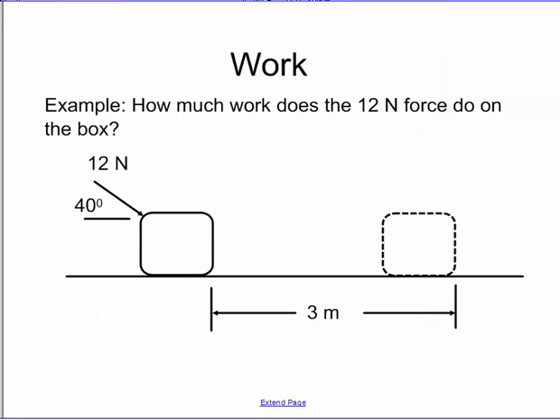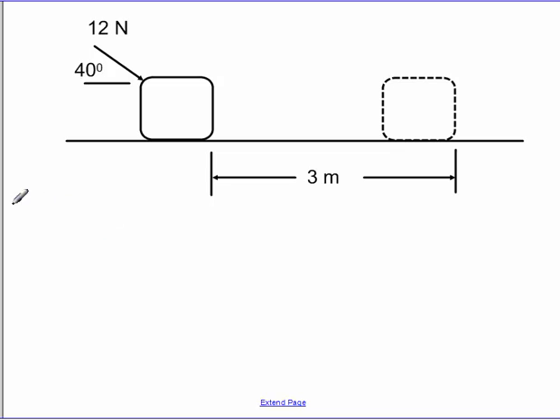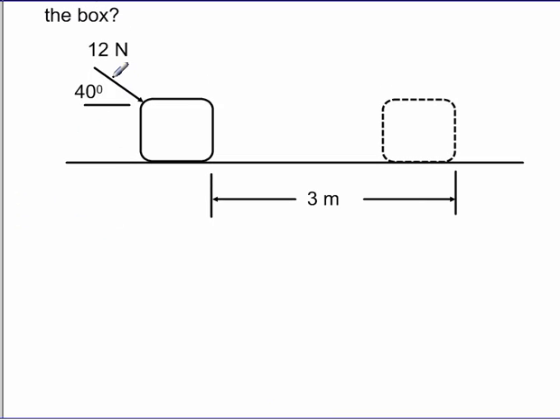Alright, let's look at this example here. Let me get out the highlighter. How much work does the 12 Newton force do on the box? So in this case, go ahead and scroll down, you're going to have to break this force into a horizontal component. So I can take 12 newtons, I can multiply that by the cosine of 40 degrees, then I can multiply that by 3 meters.